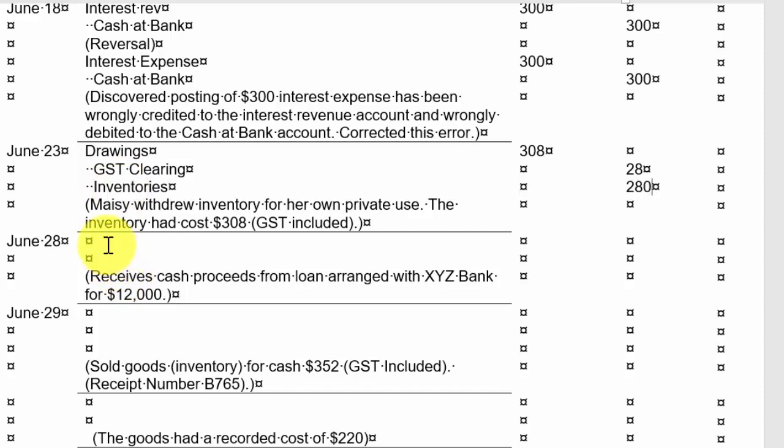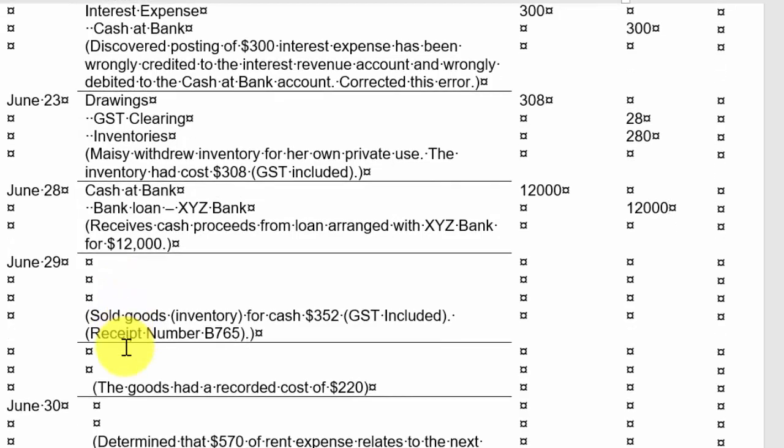Let's look at June 28th. We arranged a loan, so we received some cash at bank. So it goes from the bank account for $12,000. And we have to recognise our bank loan to XYZ Bank. That's a simple credit there for $12,000.